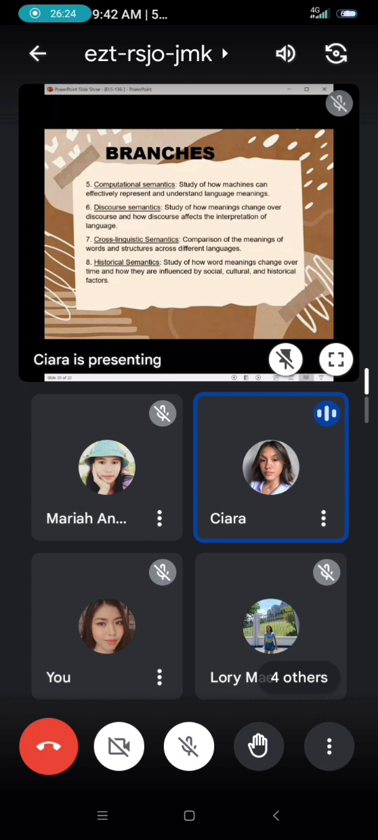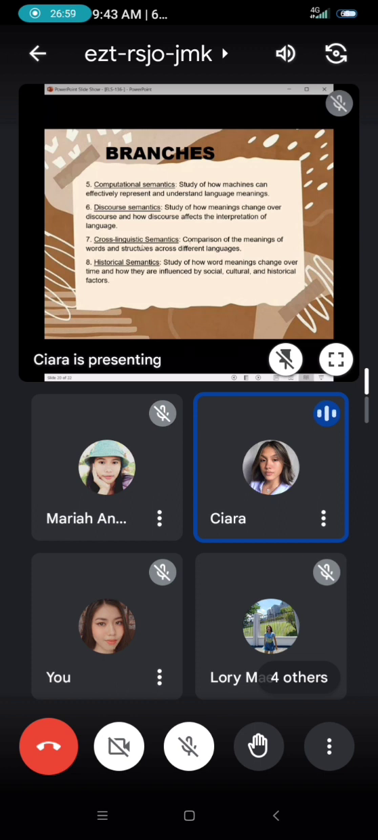Next, we have computational semantics. Computational semantics is the study of how machines can effectively represent and understand language meanings. Computational semantics is concerned with the study of how computers use computational techniques to understand and represent the meaning of text.